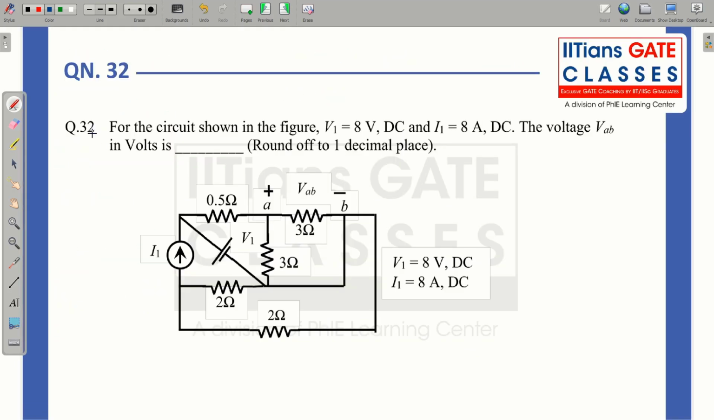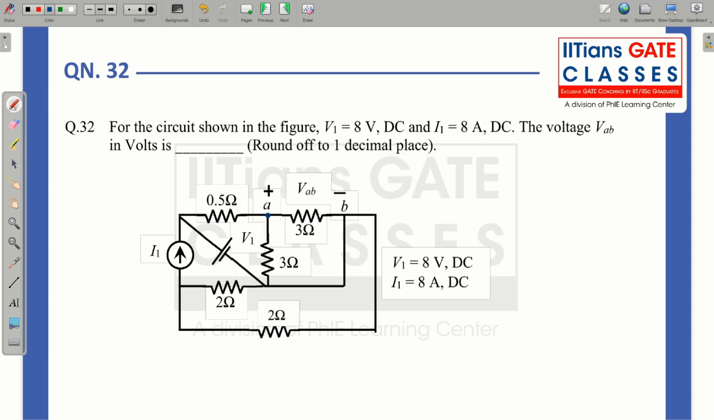So in the next question, you can see that it is given for the circuit shown in the figure, V1 is equal to 8 volt DC and I1 is equal to 8 ampere DC, find the voltage VAB in volt. So you have to find this VAB. In this circuit, you can see the circuit is quite complex, so we should simplify the circuit before starting. So let us see how to simplify.